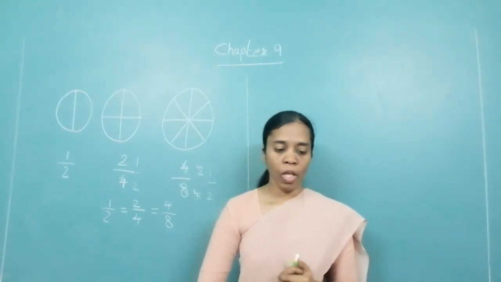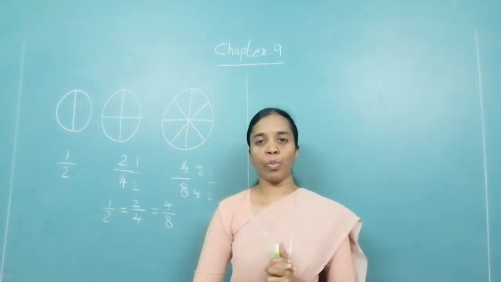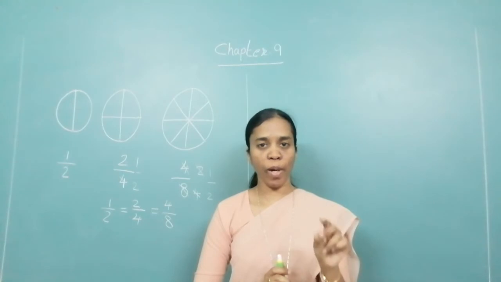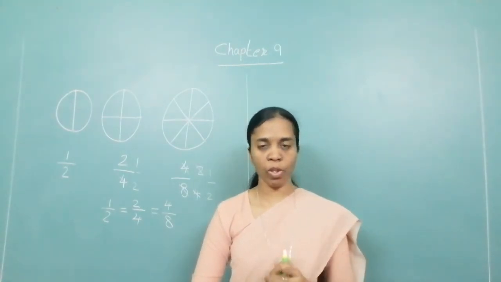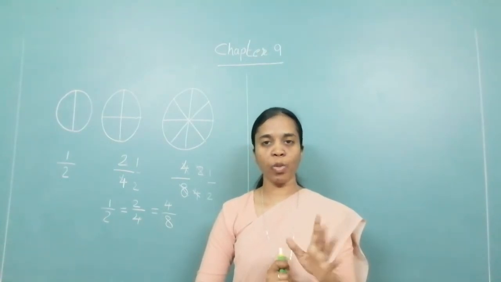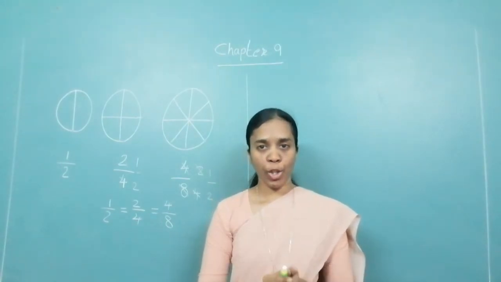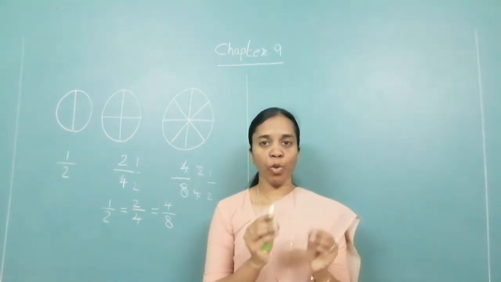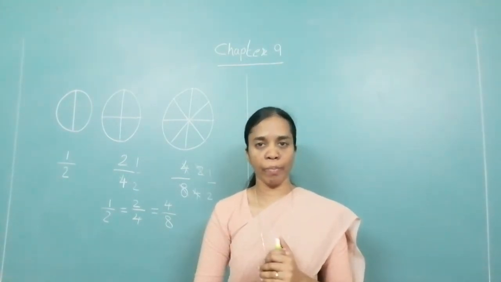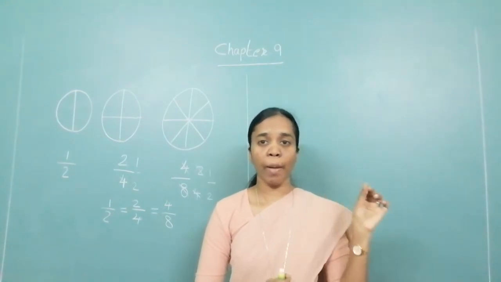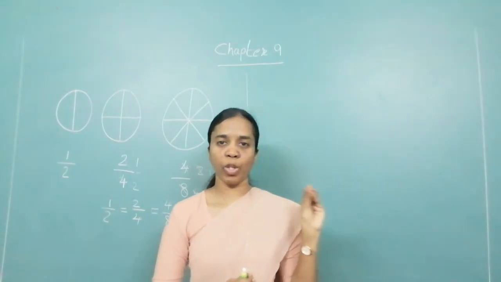Now, let us look at another example. You want to purchase some notebooks. The cost of one notebook is 10 rupees. Now, let us write the ratio of the number of notebooks to the cost, or to the amount that you have paid. What ratio are we going to write? Number of notebooks to the amount that you have paid.